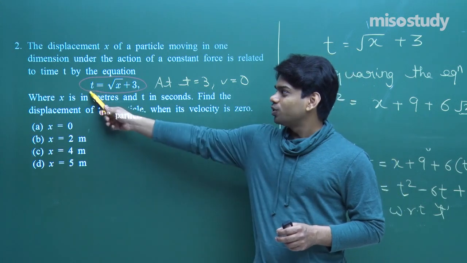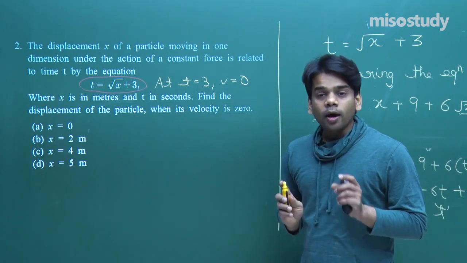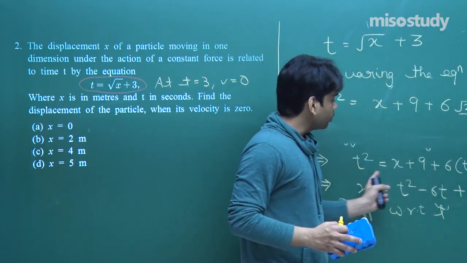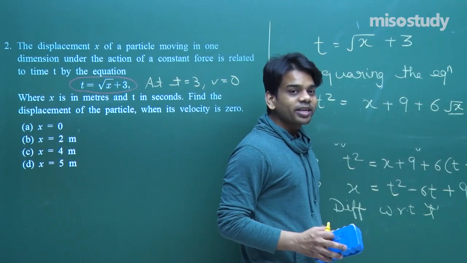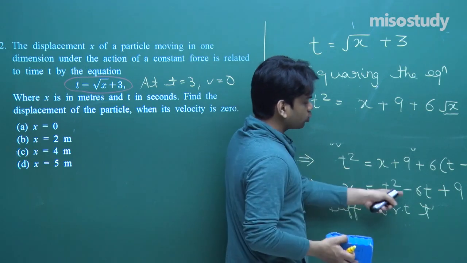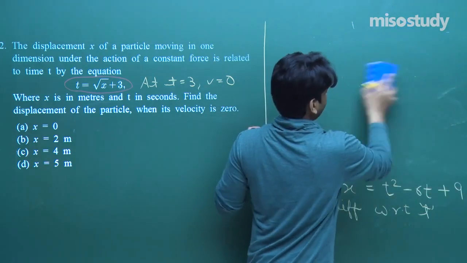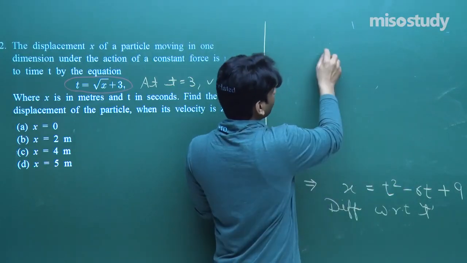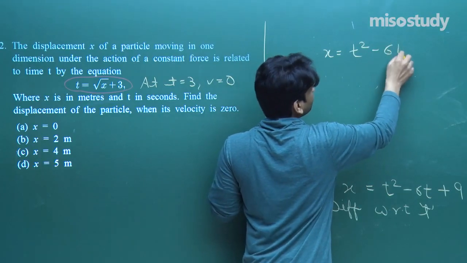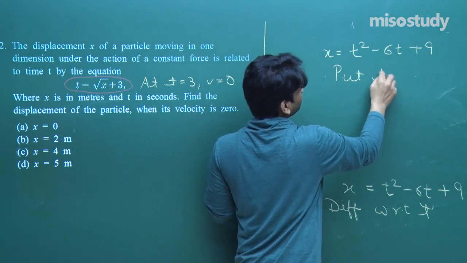You can see here t equals to 3 and 3 is here, that will be cancelled out, x will come out to be 0. Or for the safer side, you can use this equation and you can get the value of x. So what I'm going to do, I'm going to use this equation, x equal to t square minus 6t plus 9. From equation number 1, we are having x equal to t square minus 6t plus 9. Put t equals to 3.